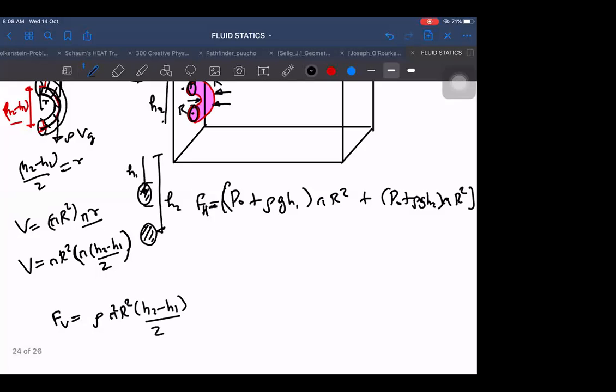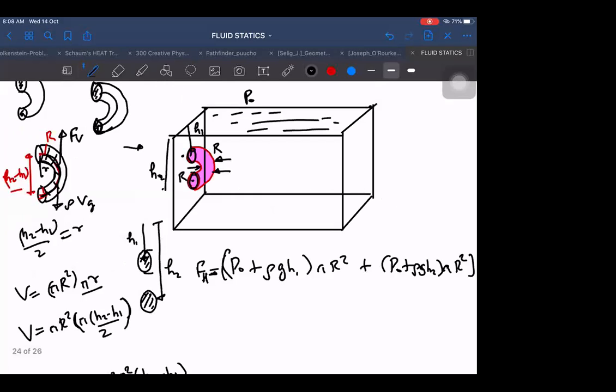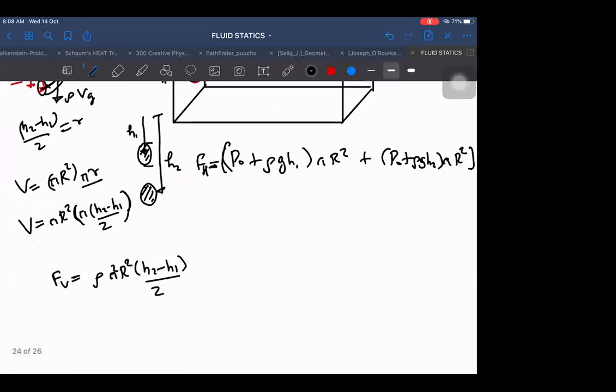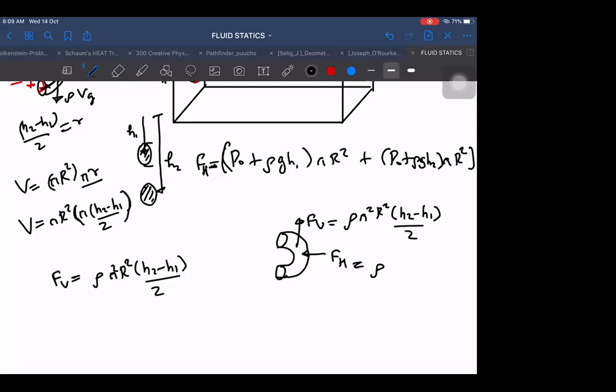I can ask another, indirect question. What is the force applied by the wall on this handle? Because this tube is at rest, what will be the force applied by the wall on the tube? We know the force due to pressure is a vertical force and also a horizontal force. Vertical is rho into pi square r square into (h2 minus h1) by 2. Horizontal I have already written here, so I will not write it again. I will just write FH.